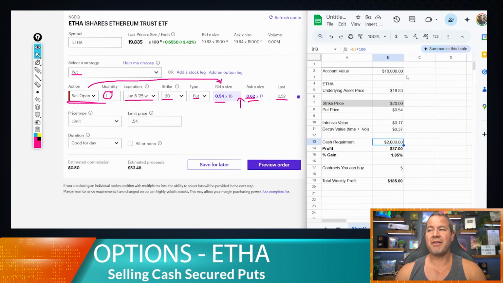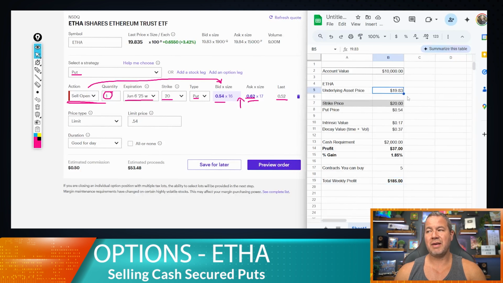So if you happen to have $5,000 in your account, you could sell 5 of these puts, and you would essentially, at the end of the week, make $185. Easy peasy. If the stock remained the same, because you'd have to buy it back at 17 cents.